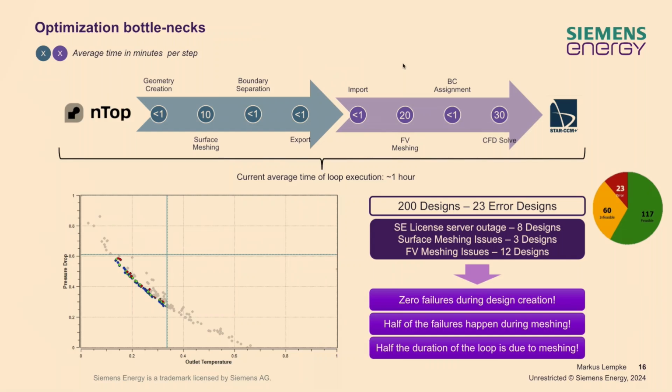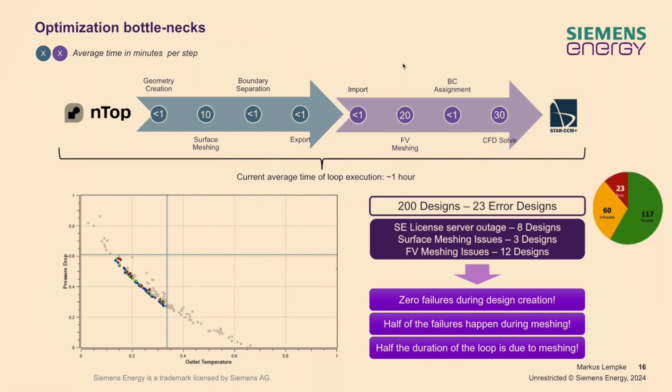Yes, I'm computing that on my local workstation, but still, if you look at the time that is spent just converting the implicit model into a surface mesh and then volume meshing it in the CFD solver and then having the CFD solve, we end up with an average time for the loop that is 1 hour. I calculated 200 designs. You can do the math how long that took.